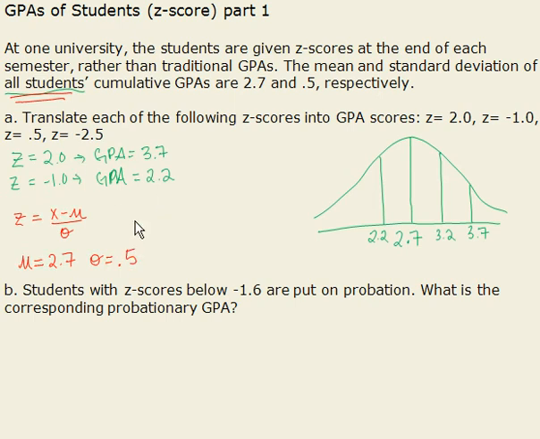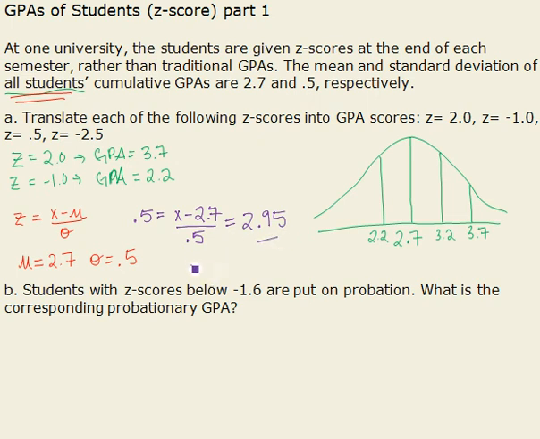So plugging in 0.5, again I'm looking for x, and to solve this equation I would multiply by 0.5, then add 2.7, giving me a GPA of 2.95.